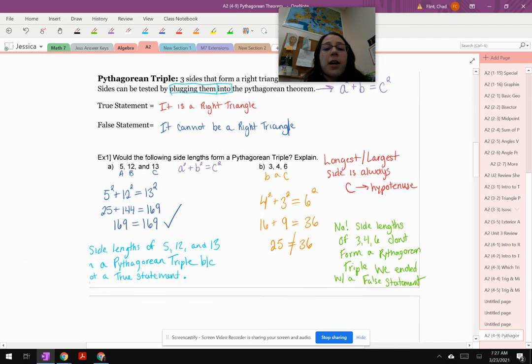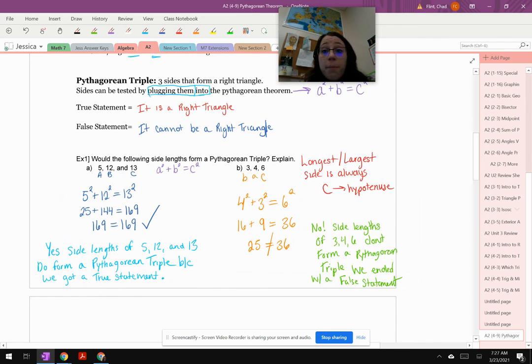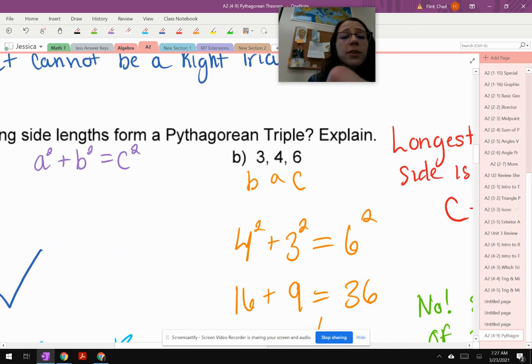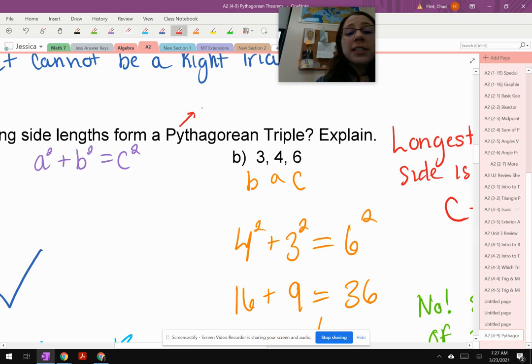Boom. And that is how you use the Pythagorean theorem to determine if the sides can form a right triangle or a Pythagorean triple. And again, when they're asking about a Pythagorean triple here, they're really just asking, is it a right triangle? It's the same kind of question. You can see it either way.